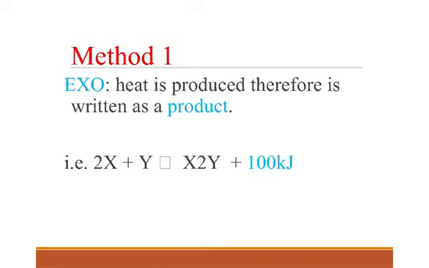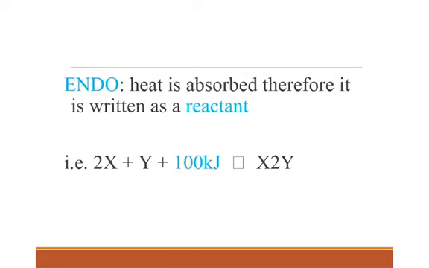So method 1 is pretty straightforward. If it's exothermic, heat is being produced, so we're going to write it as a product. So I'm going to use a generic equation for our examples here: 2X plus Y makes X2Y. I'm just going to add my arrow because this program that I'm using doesn't like arrows apparently. And again, the key here is that if it's exothermic, I'm going to write the energy term as a product. That means that vice versa, if it is endothermic, energy is going in to the reaction. That means energy is a reactant, and I'm going to put the energy term as a reactant. It doesn't really matter if it's the last reactant or the first reactant. The placement of the energy term makes no difference.